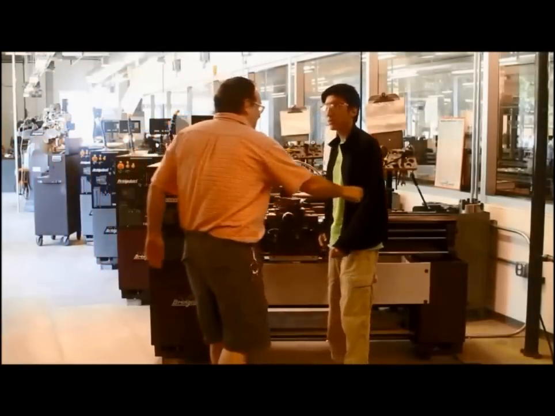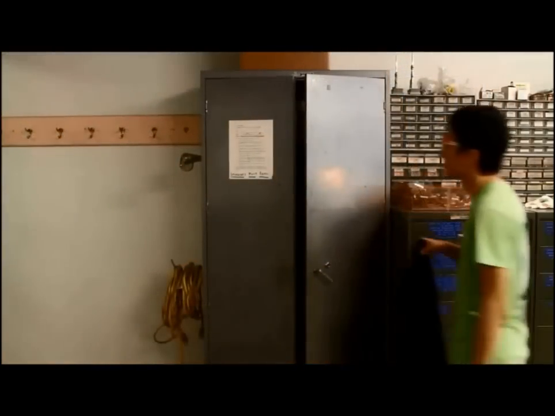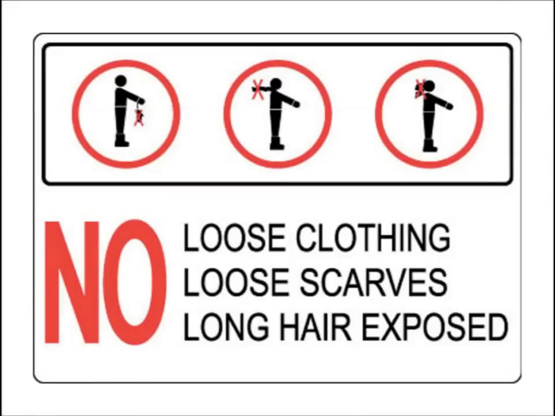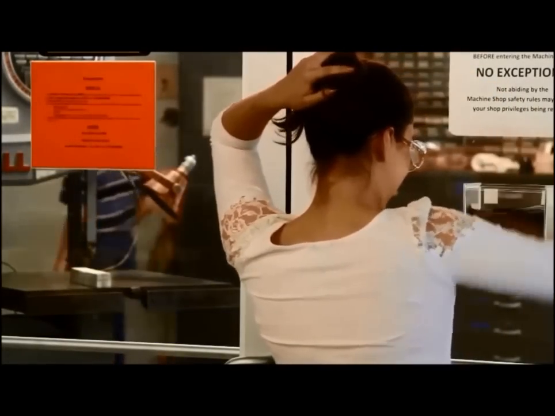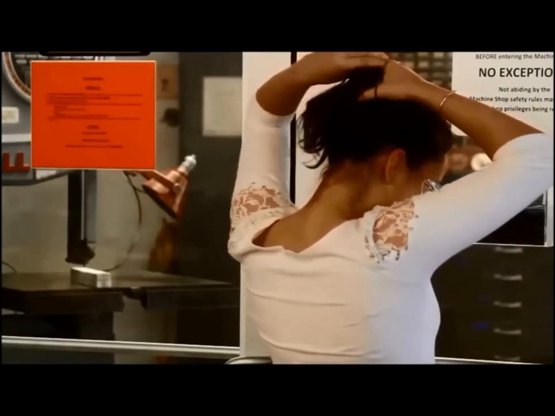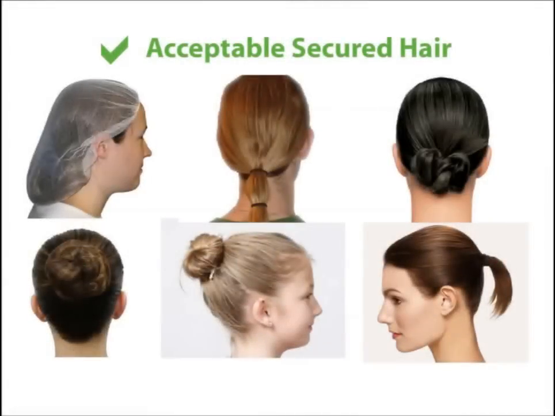Long sleeves, ties, or other loose-fitting clothing must be worn in such a manner to avoid entanglement in machinery. This includes loose jewelry. Long hair must be secured, worn in a bun, or tucked in a hairnet or cap in such a manner to avoid entanglement in machinery. This includes beards.